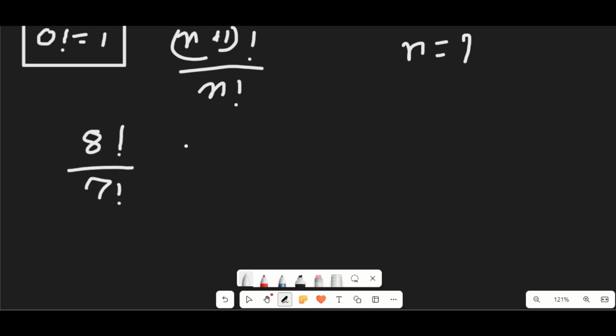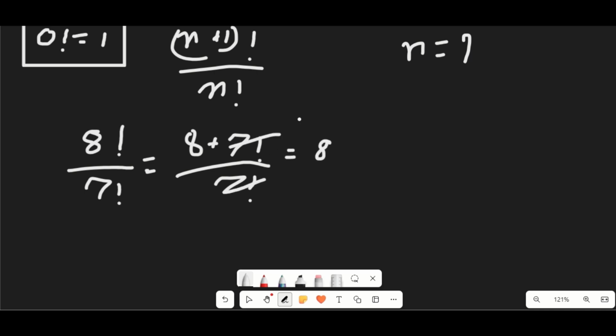So it just gives us a division. As I've told you, for division we just open the one that is bigger. In this case it's 8. So 8 times 7 factorial divided by 7 factorial. We cancel the 7 factorial with each other and we get 8. So (n plus 1) factorial divided by n factorial is equal to n plus 1.